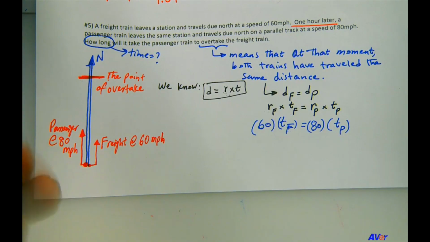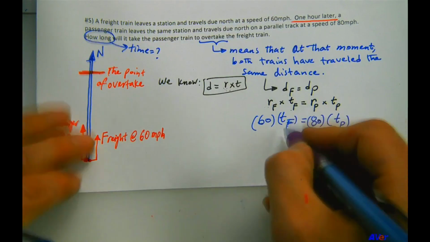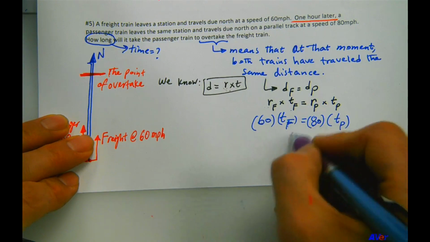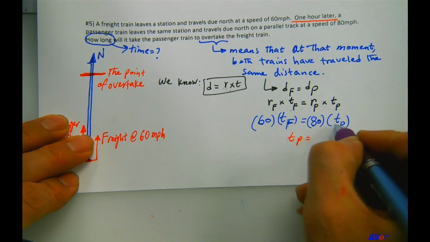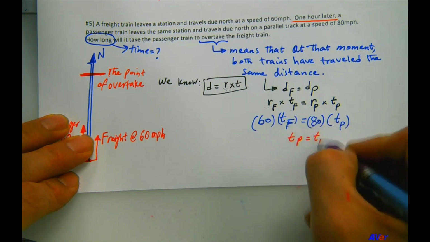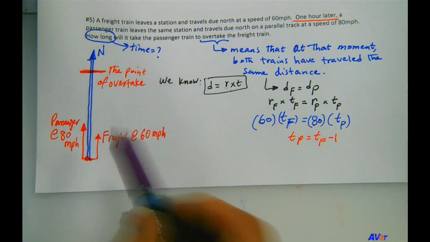So what is that relationship? Well, let's write it down. This TP, or the time that the passenger train has been in motion, is TF, the time that the freight train has been in motion, minus 1. Just like what we talked about, right?